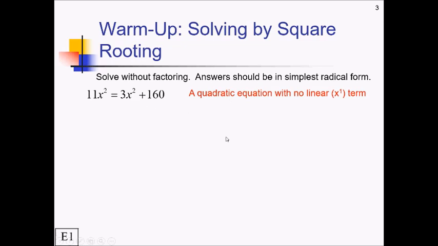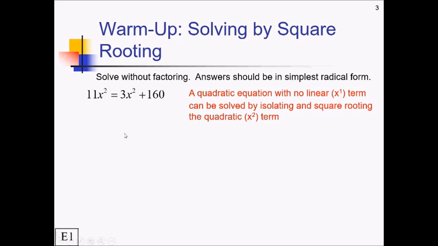These can actually be solved by isolating and square rooting the quadratic term. So in other words, basically just getting x squared by itself on one side, some number on the other side, and taking the square root. So with that in mind, see if you can go ahead and solve this equation by square rooting.